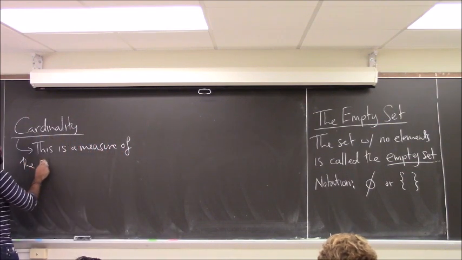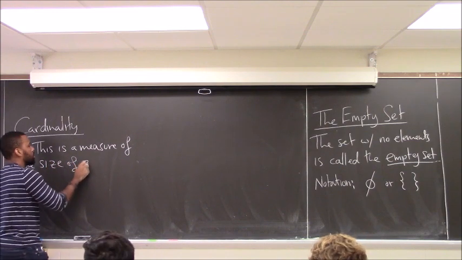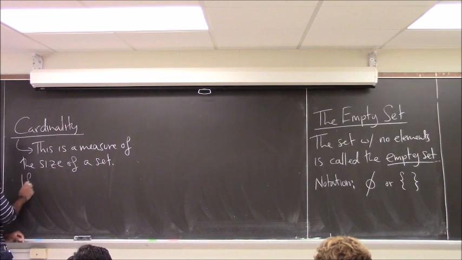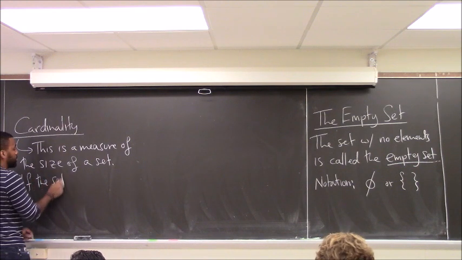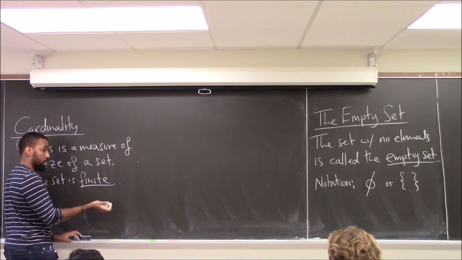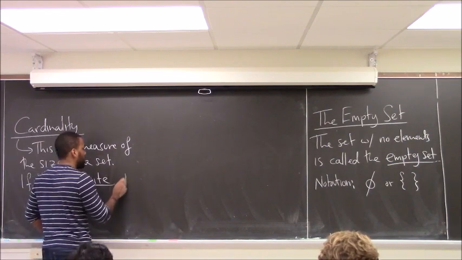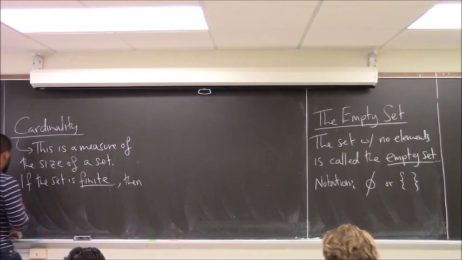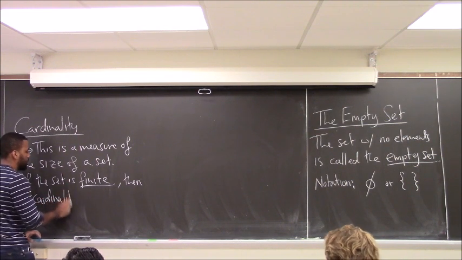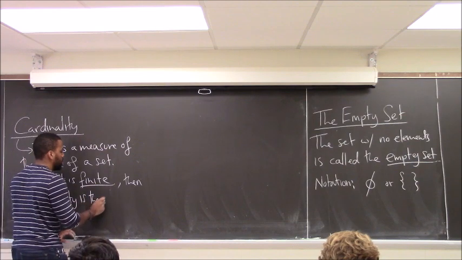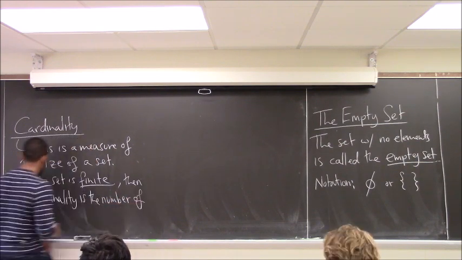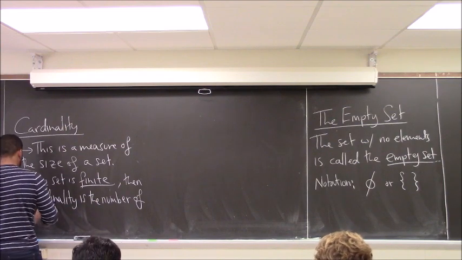This is a measure of the size of a set. Now, if the set is finite, meaning it has a finite number of elements in there, then the cardinality is the number of elements in the set.